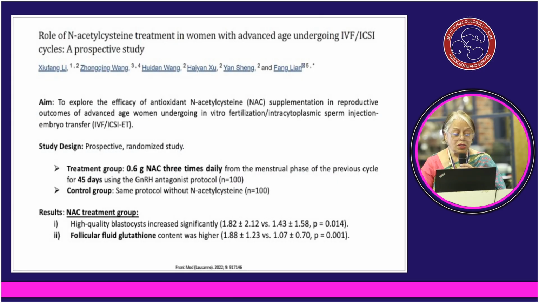So when given in the dose of 0.6 grams 3 times daily, from the menstrual phase of the previous cycle for 45 days, especially in cycles where the antagonist protocol was used, it was found there was high quality blastocyst, and also the glutathione level of the follicular fluid was increased.